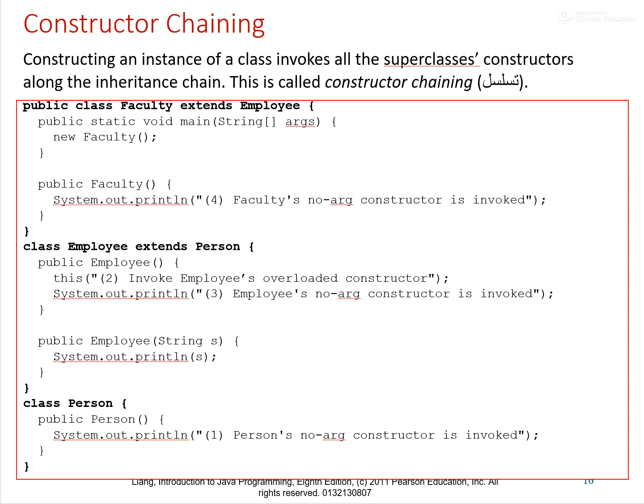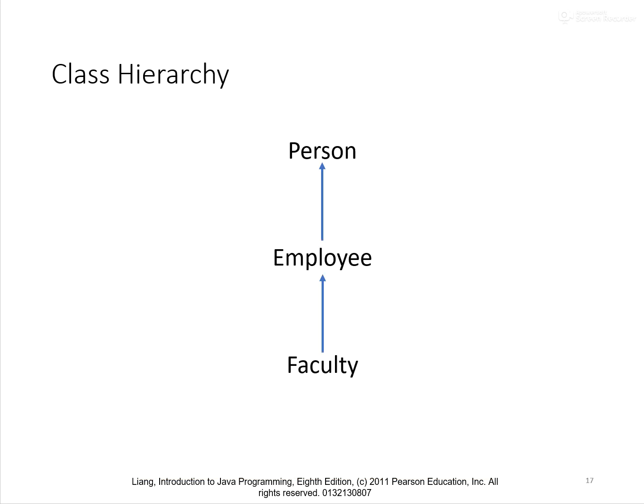At the top, we have a class called faculty, which is a subclass of another class called employee, which is a subclass of another class called person. So person is the superclass, and inheriting from it is employee, and a subclass of employee is the class faculty. So basically this is the hierarchy between these classes: person, the superclass at the top, employee, the subclass, and faculty, a subclass of employee.